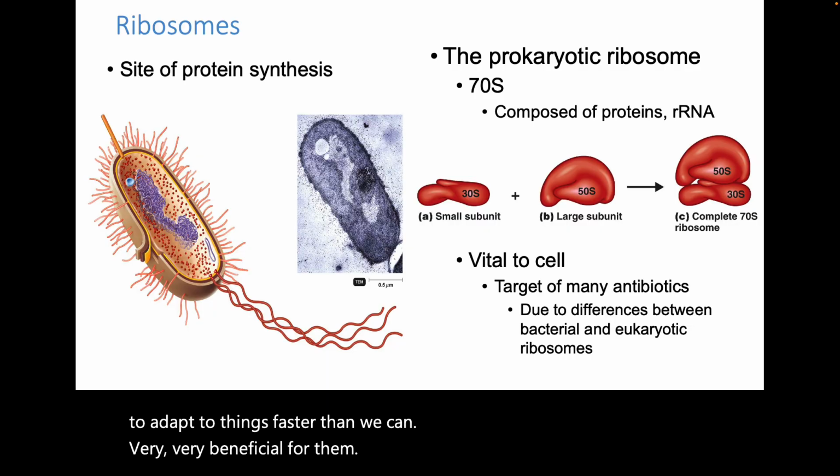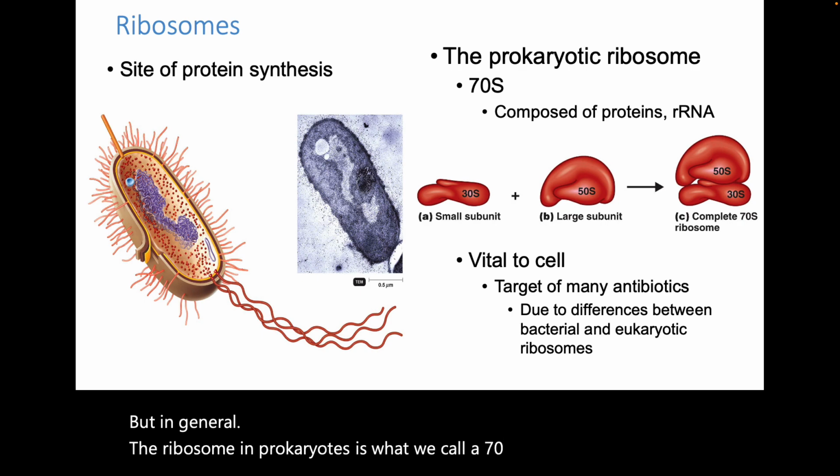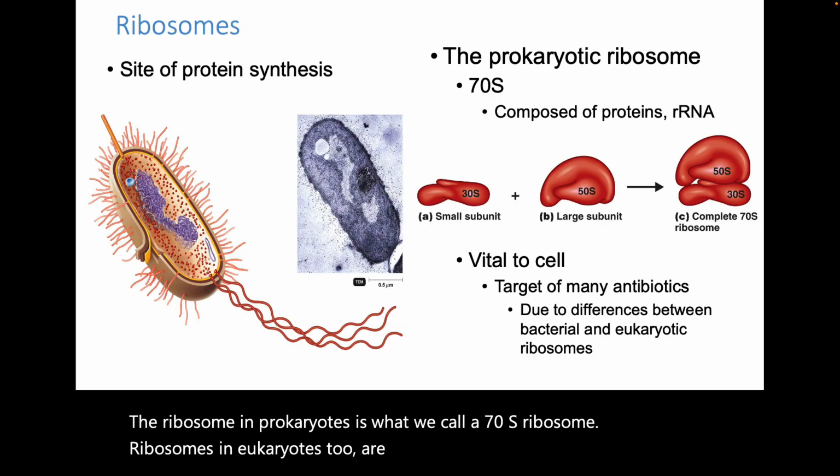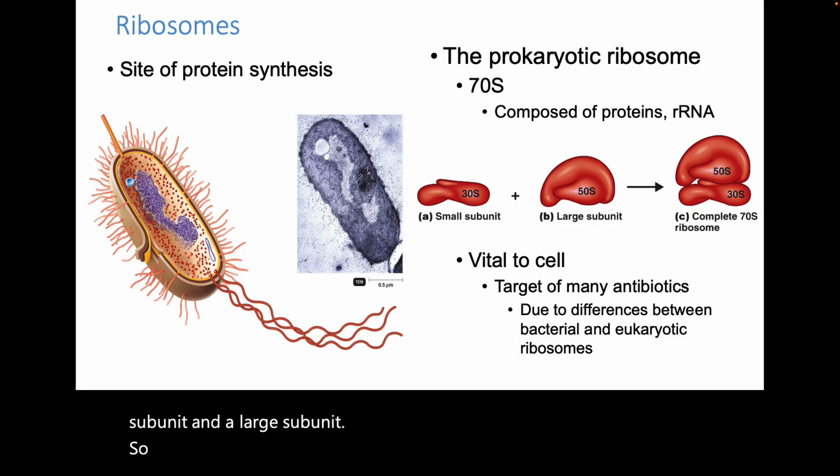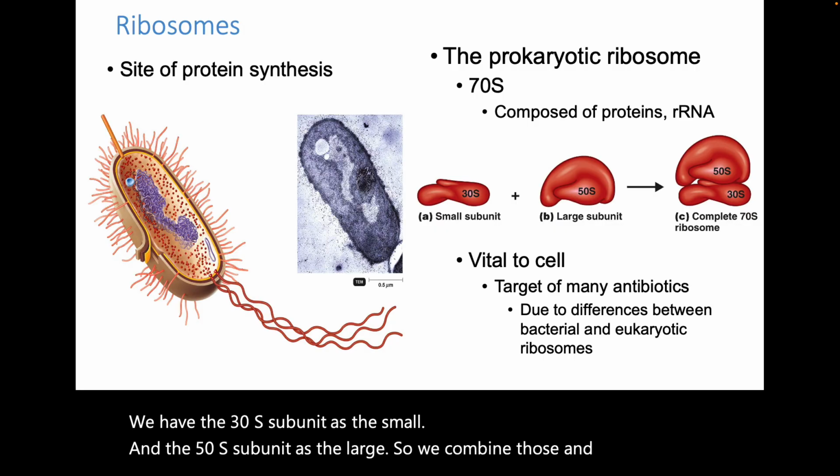Okay. But in general, the ribosome in prokaryotes is what we call a 70S ribosome. Ribosomes in eukaryotes too are composed of two subunits, a small subunit and a large subunit. So in prokaryotic systems, we have the 30S subunit as the small and the 50S subunit as the large. So we combine those and we get the 70S subunit.